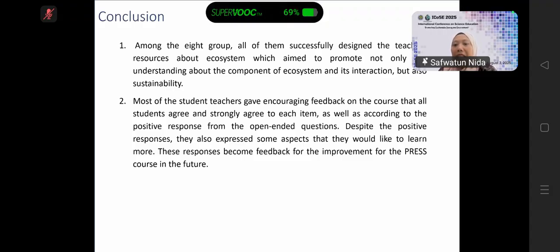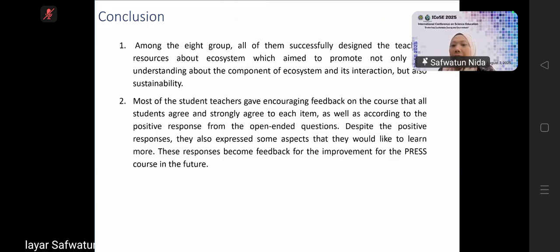And this indicates that those non-formal learning environments are relevant for their learning in designing secondary school science teaching resources for sustainability. Despite the positive responses, they also expressed some aspects they would like to learn more about. The most common response was the student teachers' curiosity on the implementation of the developed teaching resources in real settings, as well as their effectiveness. These responses become feedback for the improvement of the PRESS course in the future.